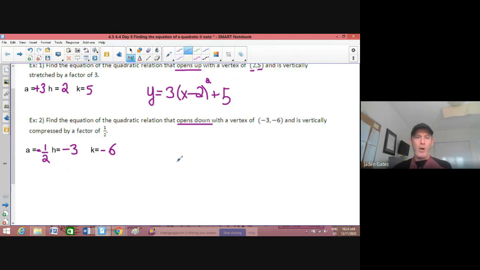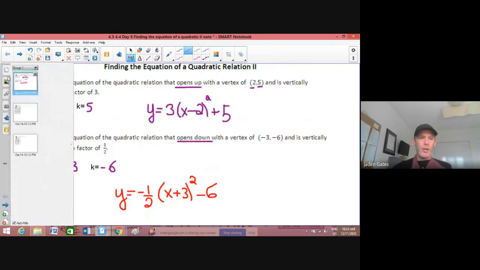All right, so now I can write the equation. I got y equals, my A is negative 1/2. I have then x minus, and my H is minus 3. So I get 2 minus signs here and a minus sign here. Plus 3 then. It is squared minus 6. And there we go. There's the equation of my parabola.